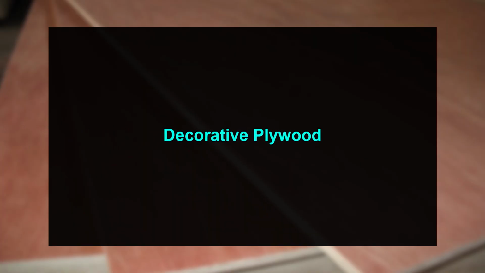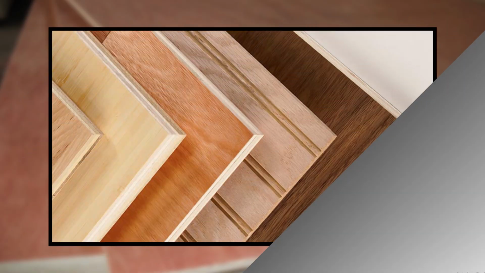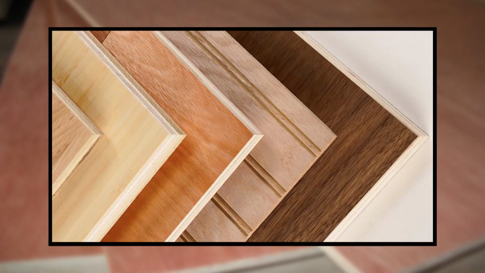Next up, let us talk about decorative plywood, which adds aesthetic appeal to various interior and exterior applications. Decorative plywood is also called overlaid plywood, usually made from wood of ash, oak, red oak, birch, maple, mahogany and rosewood.